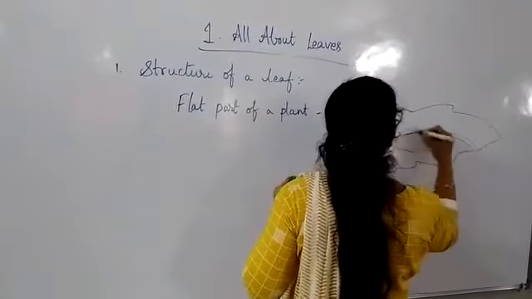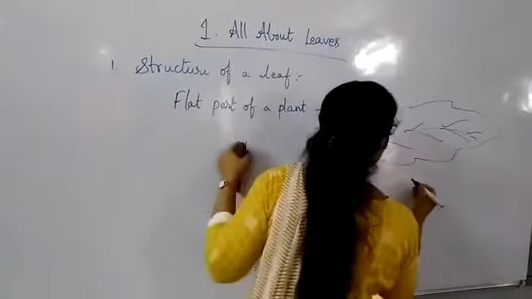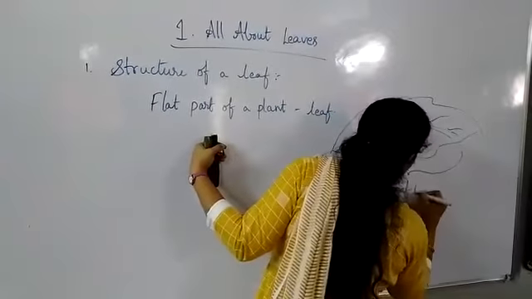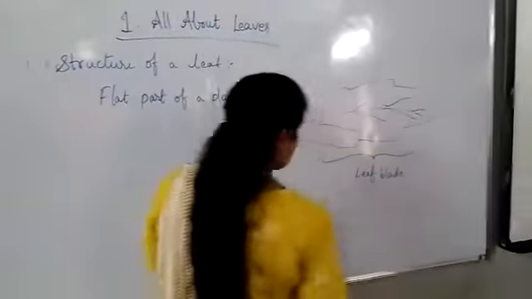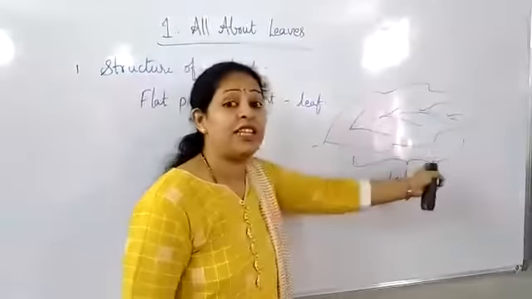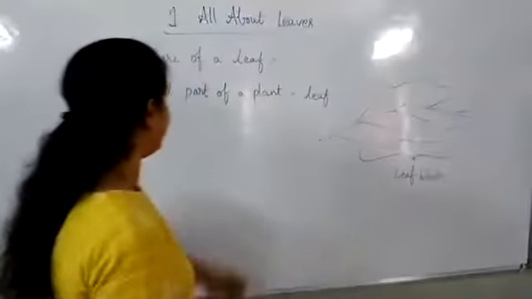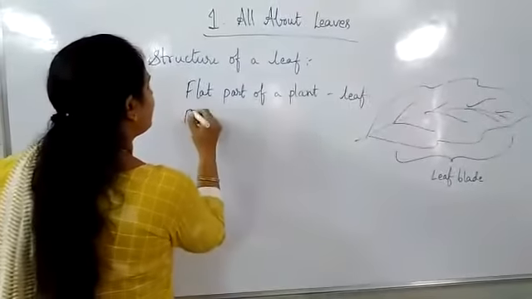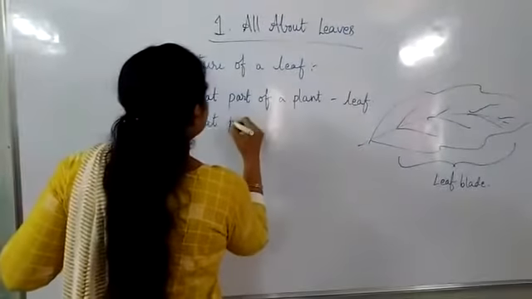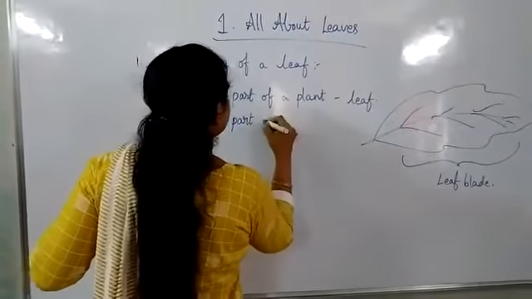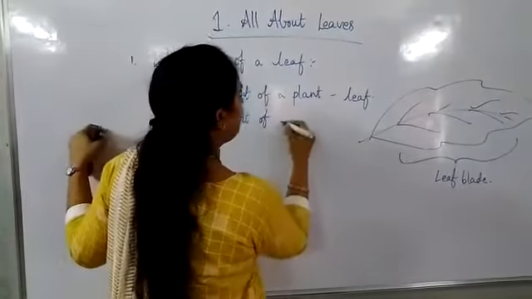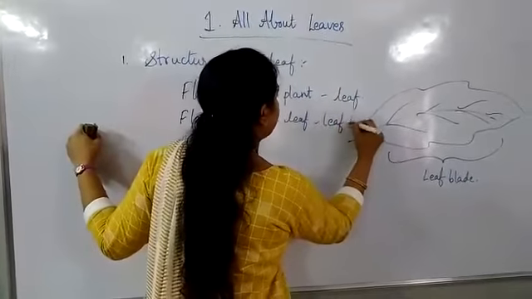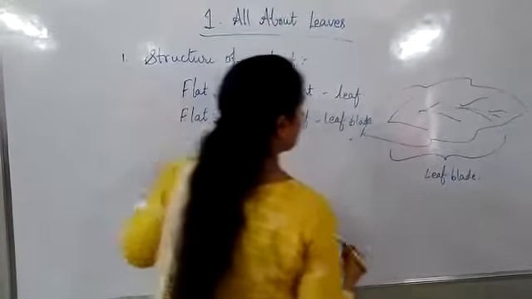here, what is this? This is leaf blade. A flat part of the leaf is called leaf blade. Here, a flat part of a plant is called leaf. Just once observe, then you can get it easily. A flat part of a leaf is called leaf blade.